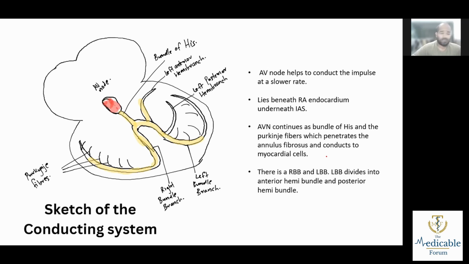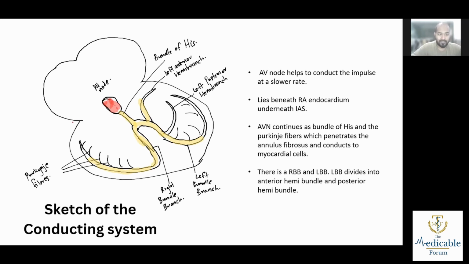But the basic thing you need to know is that the AV node sits at the junction of the right atrium and the atrioventricular border. So this AV node is mainly helping to conduct the impulse at a slower rate to the ventricles.